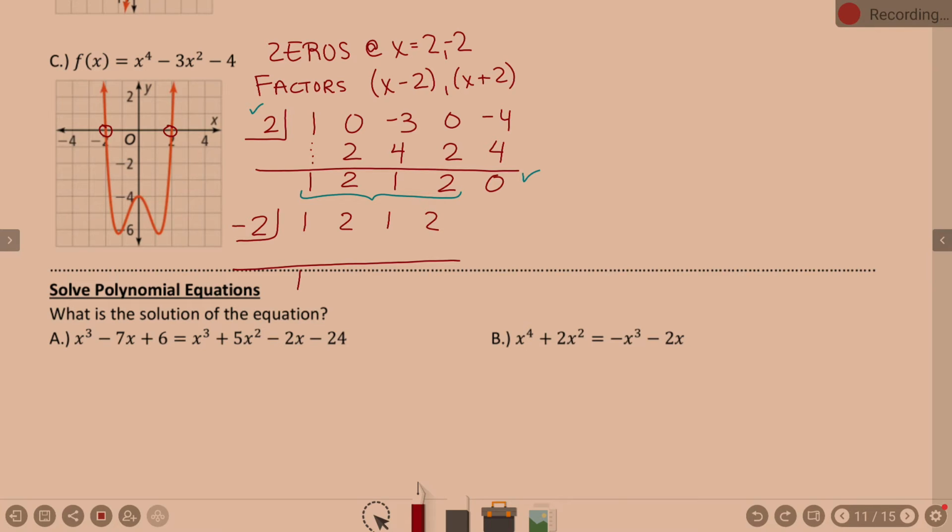Okay, so bring the 1 down. -2 times 1 is -2. 2 plus -2, you got a big fat 0. -2 times 0, 0. 1 plus 0, 1. -2 times 1, -2. 2 plus -2, 0. So 1, 0, 1.